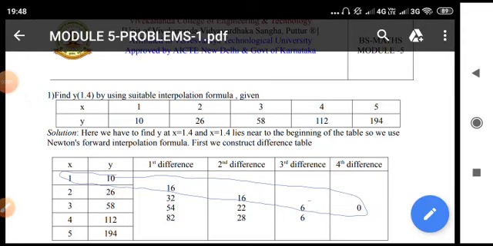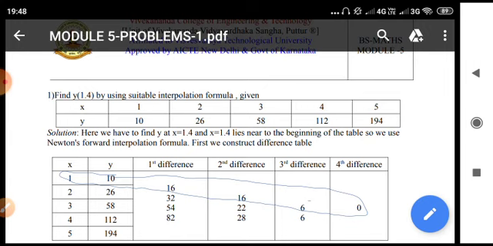Hello students, in this video we shall study problems on Newton's interpolation formula. First problem, find y of 1.4 by using suitable interpolation formula given the table which contains x and y.